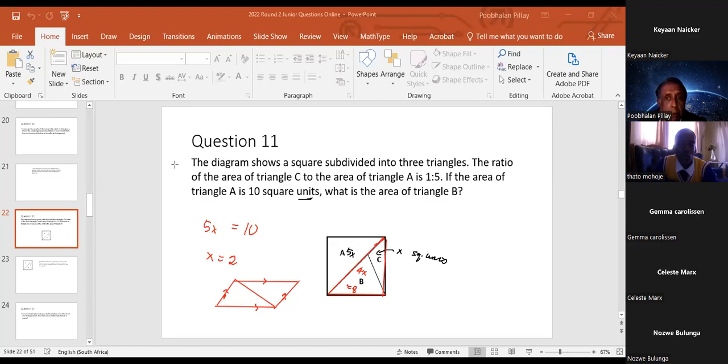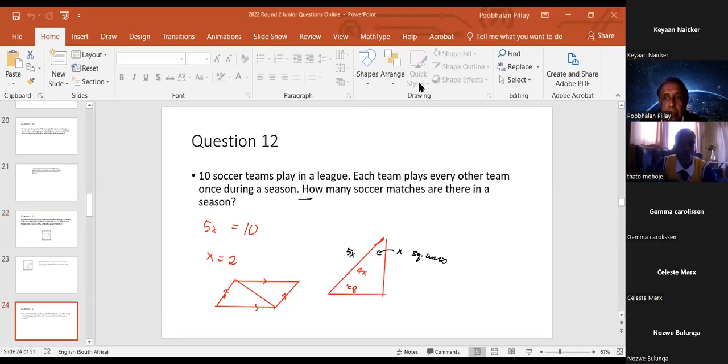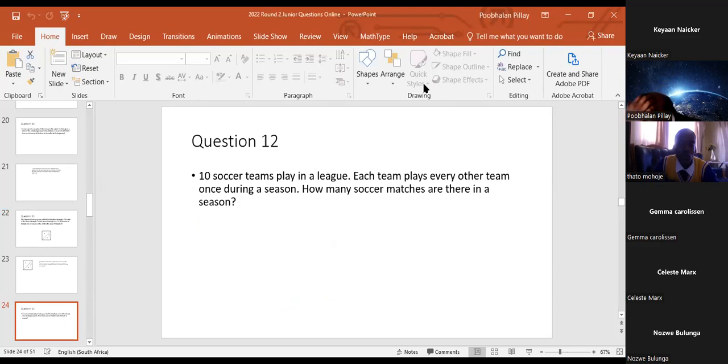All right, so we now go into question 12. The answer to the last question was 8. That's the area of B. 4X, we had, and X was 2. Question 12: 10 soccer teams play in a league. Each team plays every other team once during a season. How many soccer matches are there in a season?